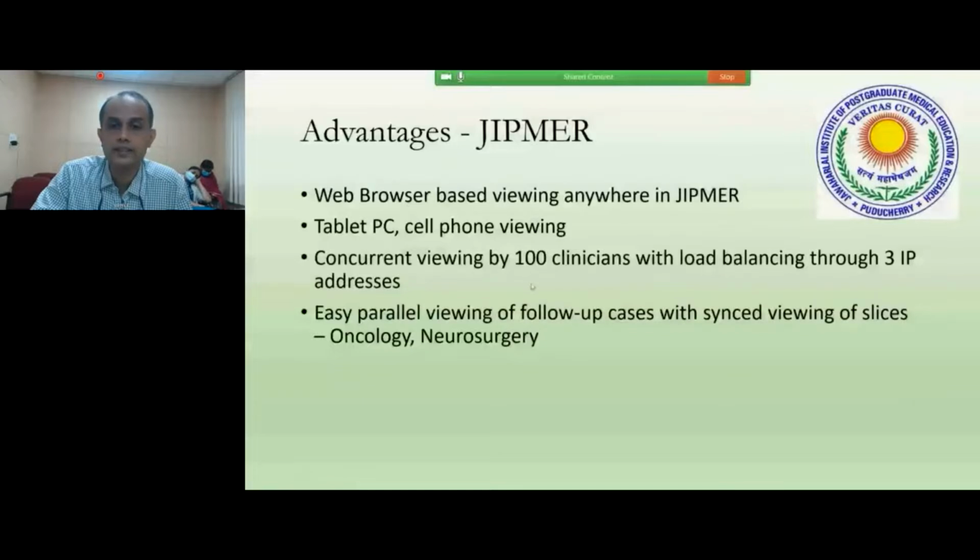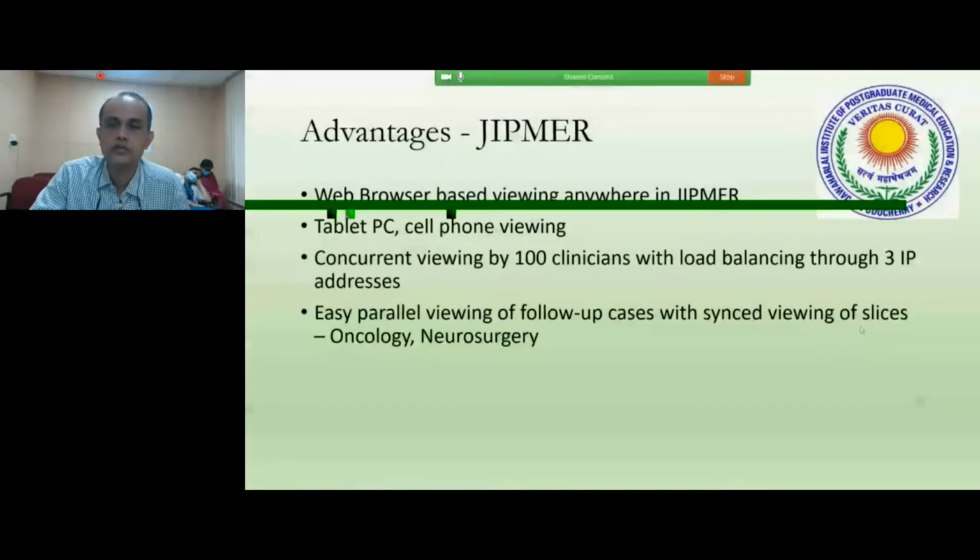Concurrent viewing by 100 clinicians is possible. This is possible because we have load balancing which is done through 3 IPs. Though the access is done from a single IP, it's distributed via 3 IPs so that overloading of any particular IP doesn't occur, and 100 clinicians can concurrently view the images from PACS. And easy parallel viewing of follow-up cases is possible with synced viewing of slices.